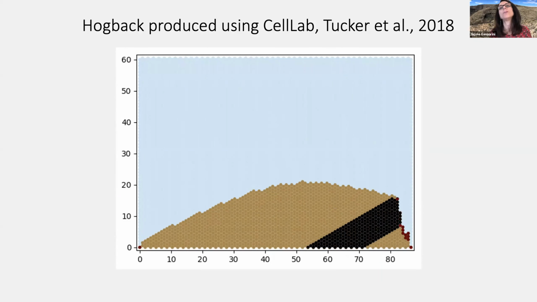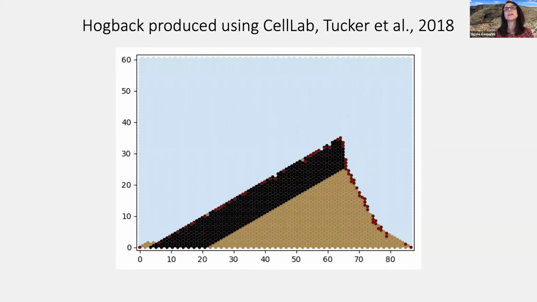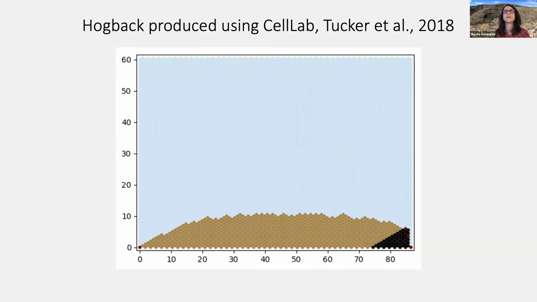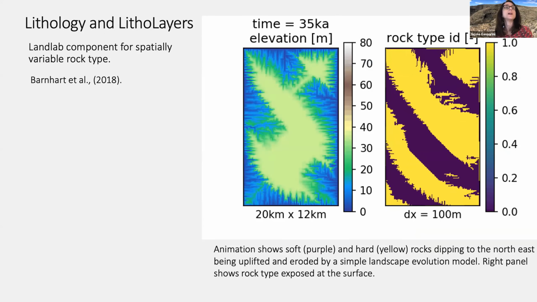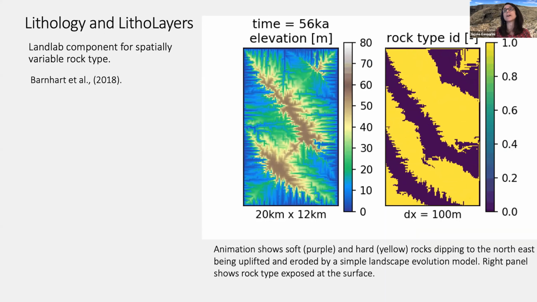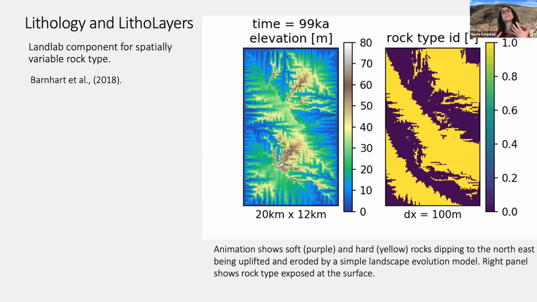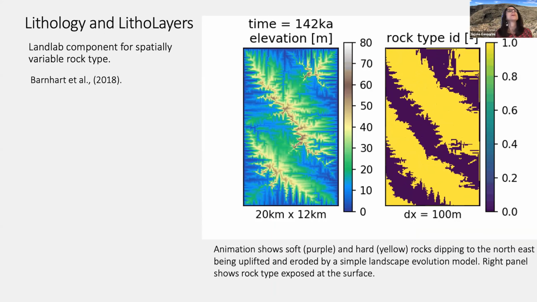Here's an example of a hogback that Greg made using the cellular model. And this is probably a landscape feature that many of you have seen before and know. And then here's the lithology component that Katie Barnhart put together. And this is just a really cool visualization of how uplifting layers of soft and hard rock can impact landscape evolution.